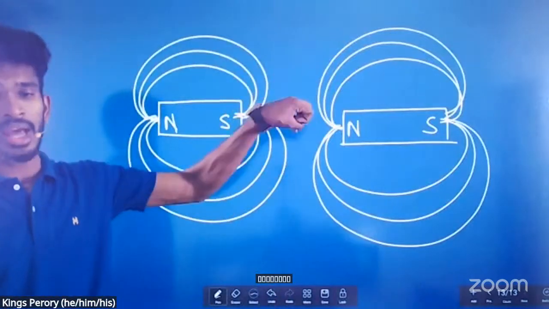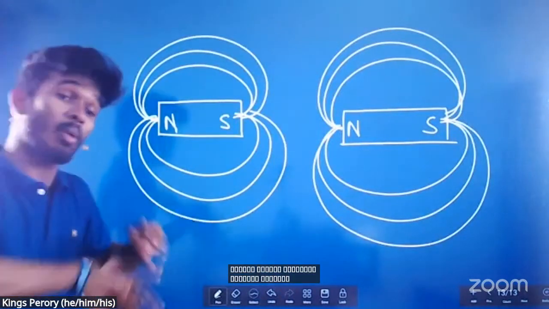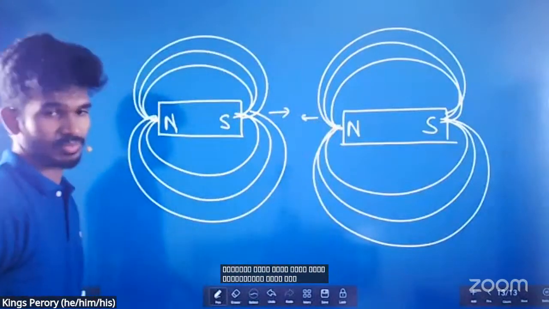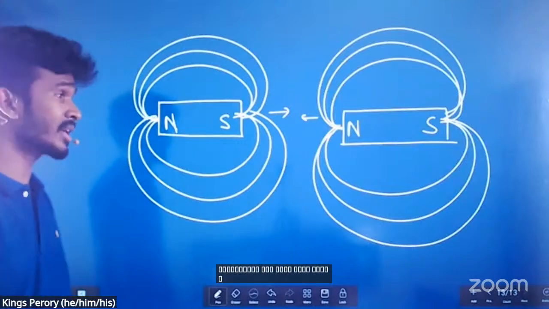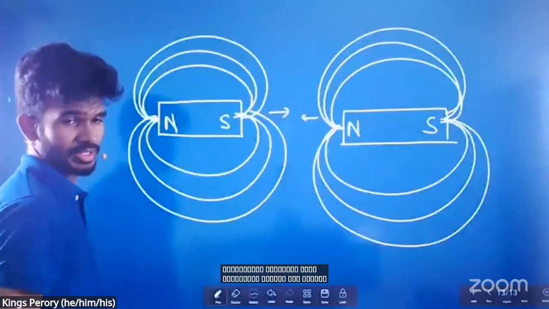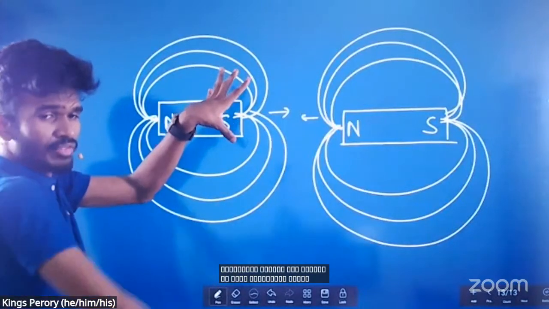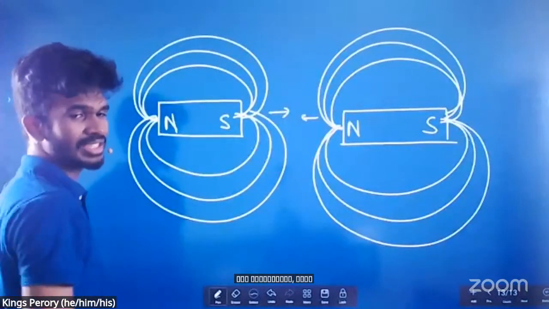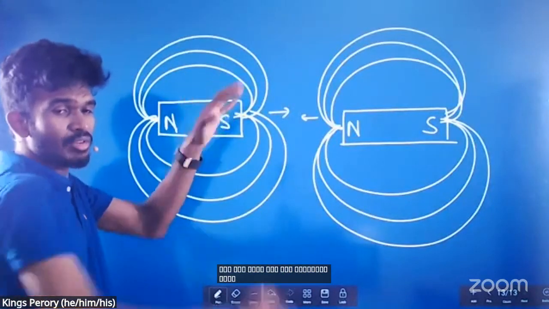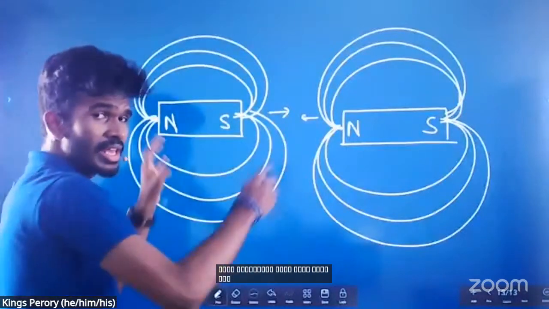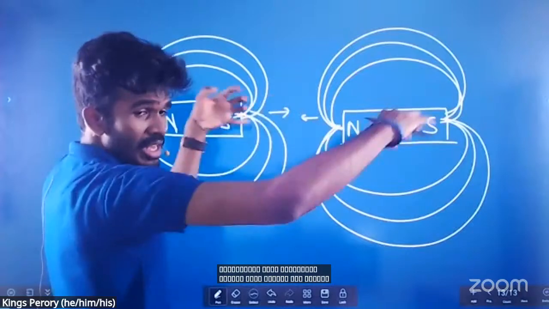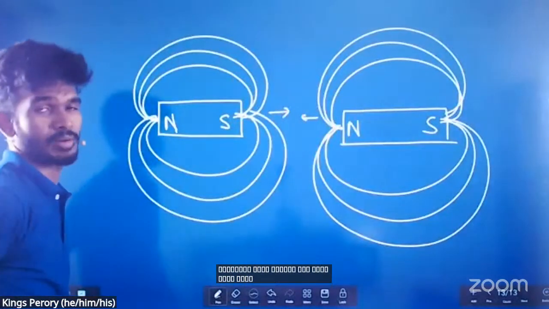When I bring another magnet closer to this magnet, what will happen? These two magnets get attracted. Why do they get attracted? Because these magnetic fields are going to get attracted. This magnetic field is affecting this magnetic field. This field is pulling this field. That's why they get attracted.